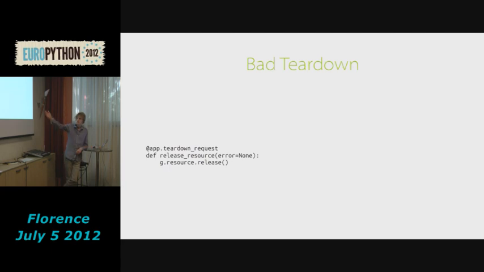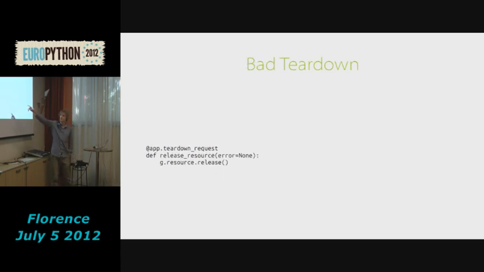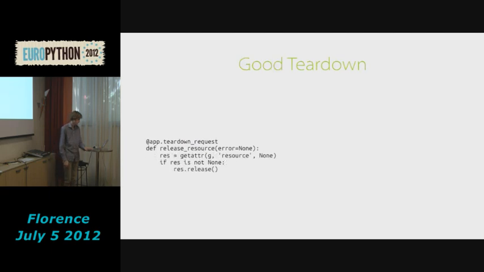This one would be the bad one. The g resource release releases the resource, which could be a database connection or anything else, at the end of the request. The better version is you get it as an attribute from the thing, and you make sure it doesn't raise an attribute exception. If you want to be really careful, you could just try/except everything, and then log an error if a teardown handler failed, because that generally means something went wrong. But you can very defensively write it so that it doesn't raise any exceptions.